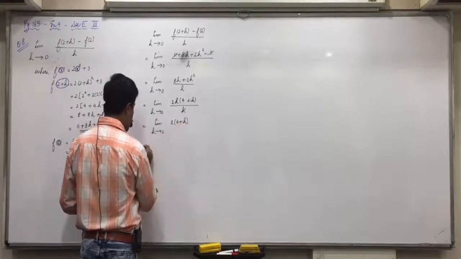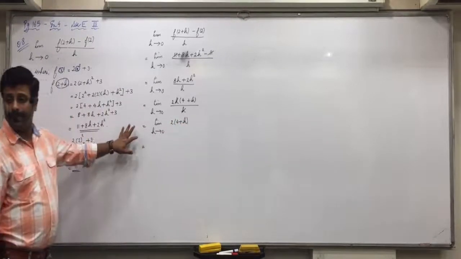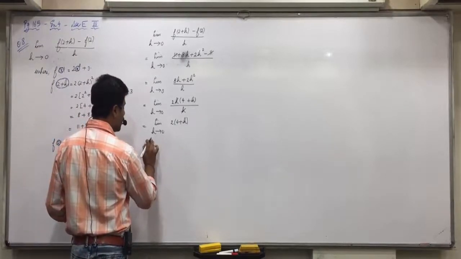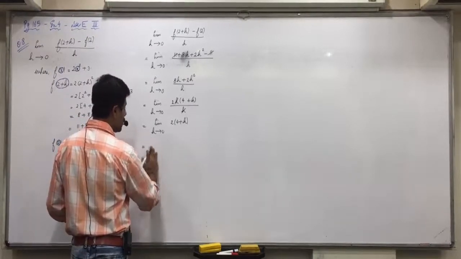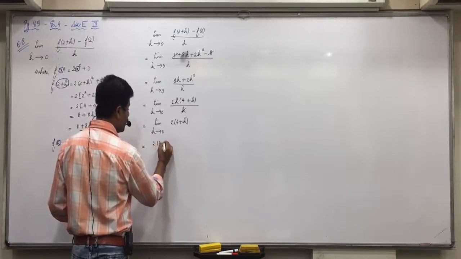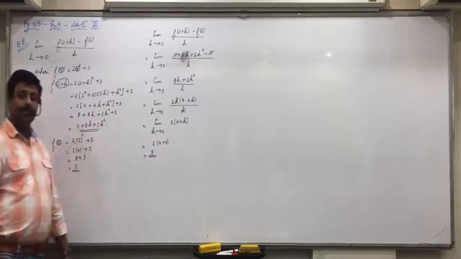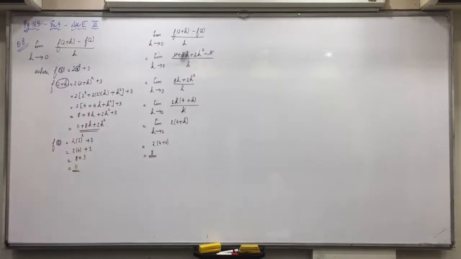Now we'll substitute the values, so we'll not write limits. 2 bracket 4 plus 0. 4 plus 0 is 4, into 2, that is 8. Did you all understand this question? Any doubts on this?